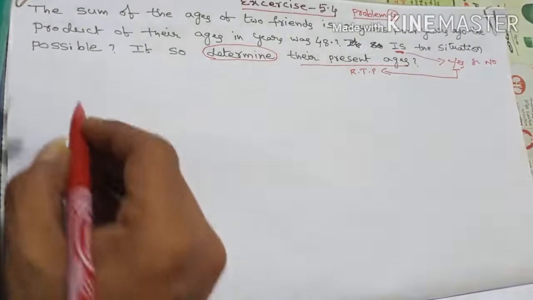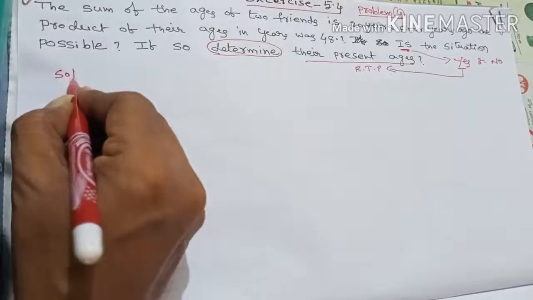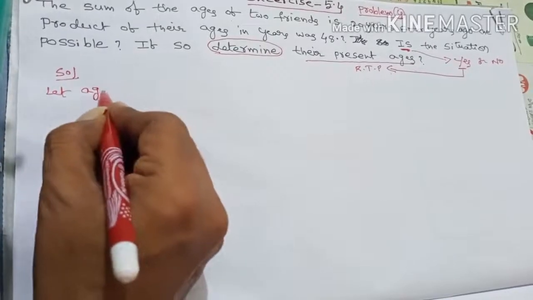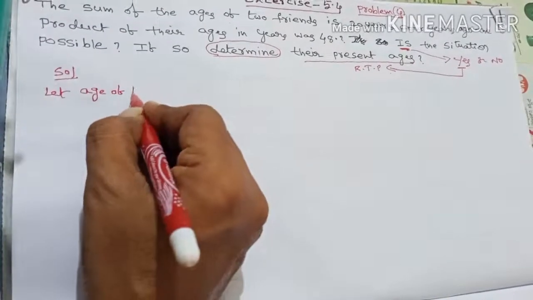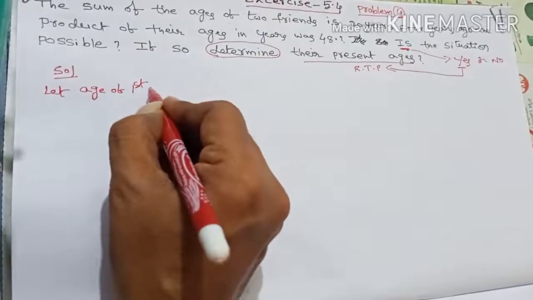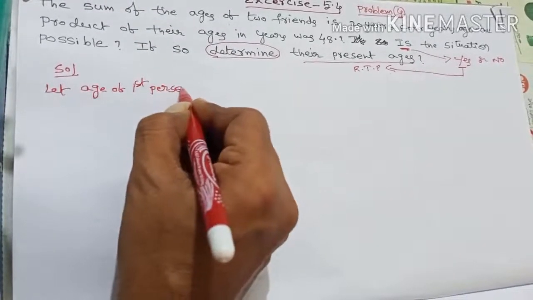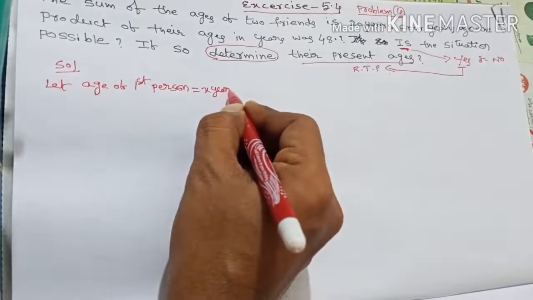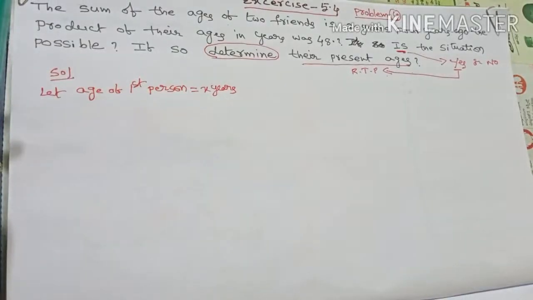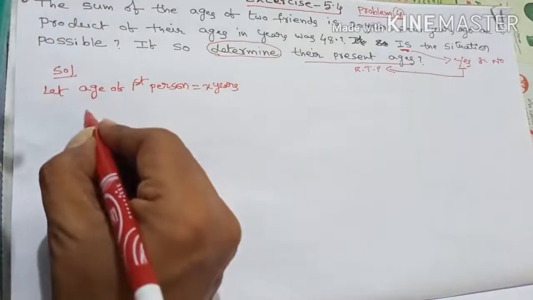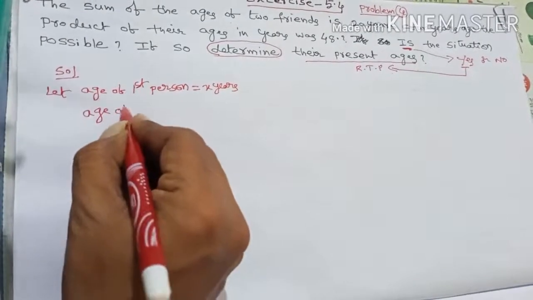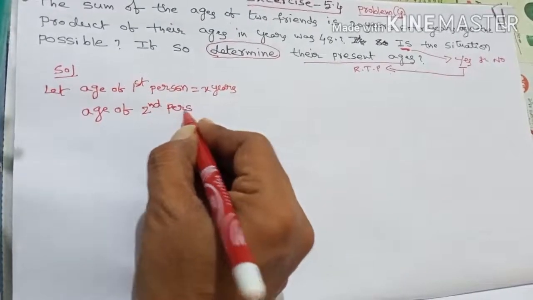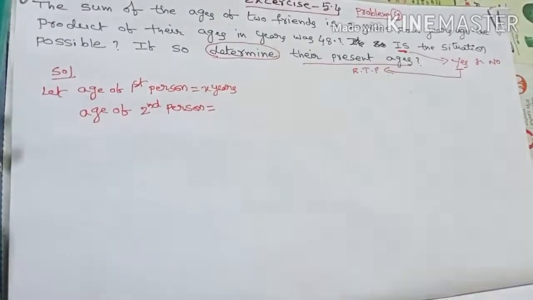So for example, if you come to the solution, you have to think like this: let the age of the first person, or first friend, whatever you like, be x years. Then let the age of the second person be... so what is the age of the second person? Can you guess?